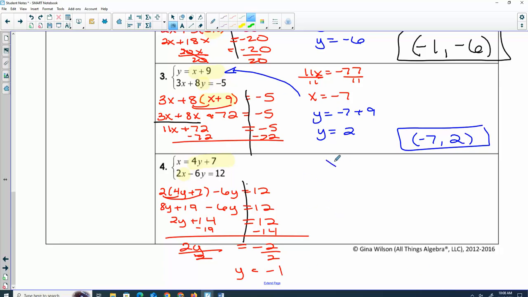Once you have y, you can plug it into the first equation. First one, x is 4 times y plus 7, but y is -1. So 4 times -1 is -4. -4 plus 7 is 3. When you write your ordered pairs, x comes first, so it's 3, -1.